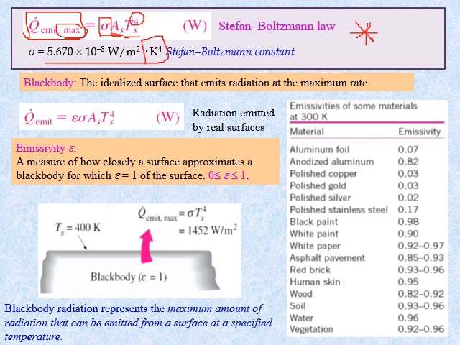For this equation, which gives the maximum emission, it is for a black body, because the definition of a black body is the idealized surface that emits radiation at the maximum. So this Stefan-Boltzmann equation calculates the energy released by a black body. For other bodies which are not a black body, you need to multiply by the emissivity. Emissivity is the measure of how closely a surface approximates a black body, for which emissivity is equal to 1. This is the range of value. If it's equal to 1, then it is a black body. Less than 1 is not a black body.